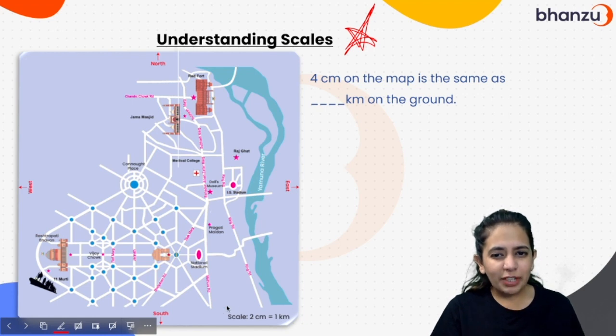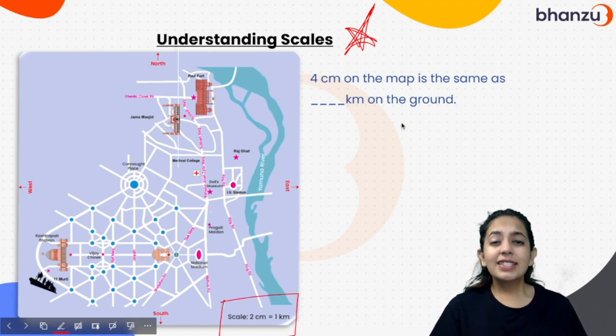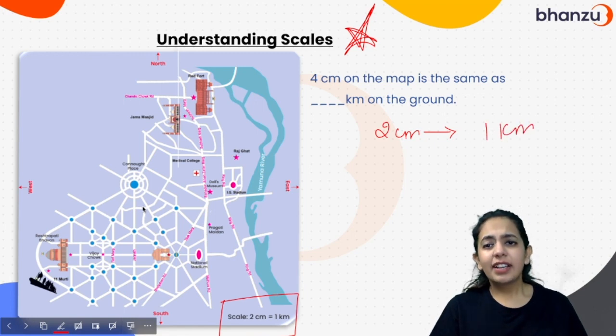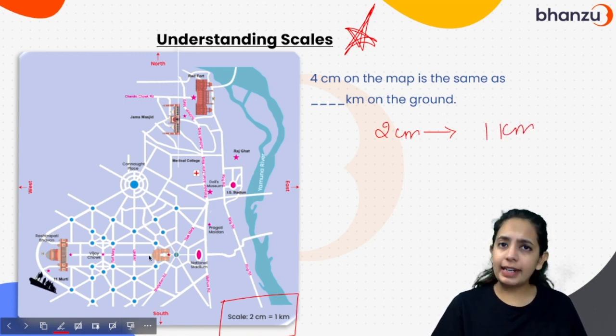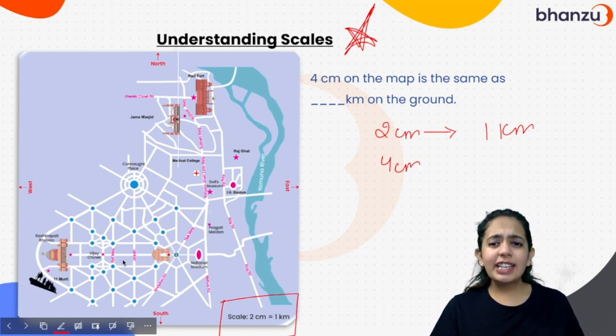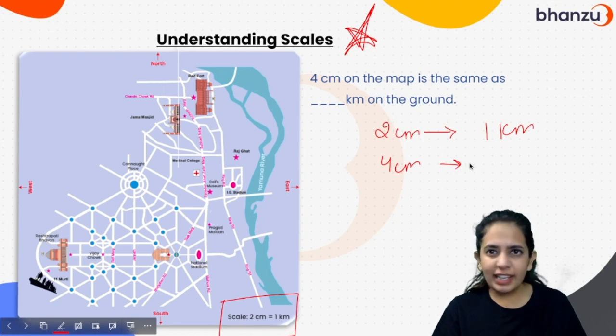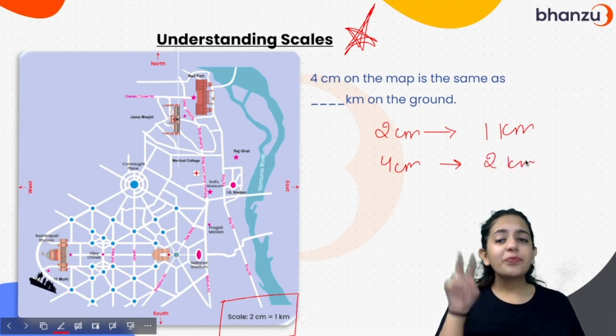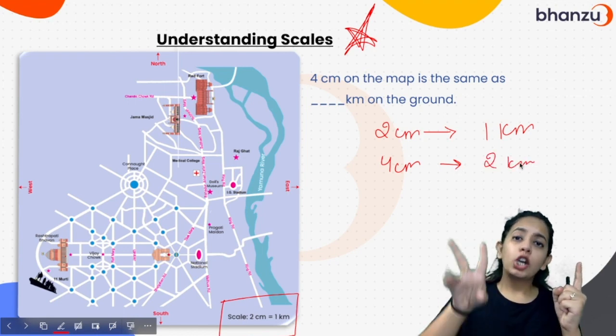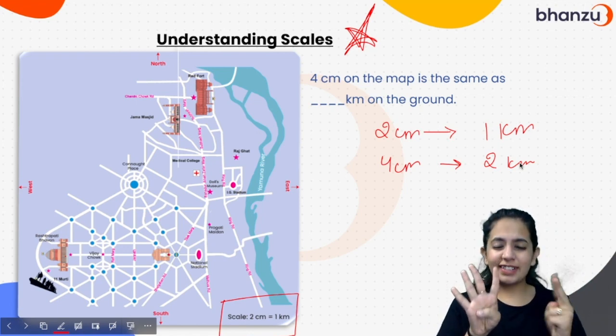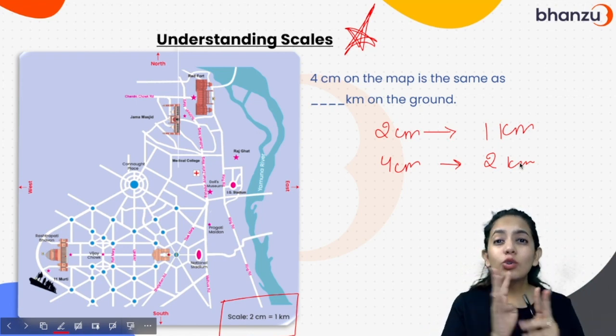Can you see at the bottom what is written? Scale is written. Scale is that 2 cm on the map means 1 kilometer. If from Rashtrapati Bhavan till India Gate, let's say we have 4 cm. You can check this by scale. Let's say using the scale you see that it is 4 cm. So 4 cm means how many kilometers? Did you say 2 kilometers? Because 2 cm is 1 kilometer. 2 more centimeters is 1 more kilometer. So that means 4 centimeters is 2 kilometers.